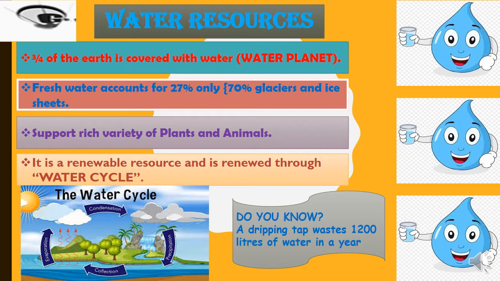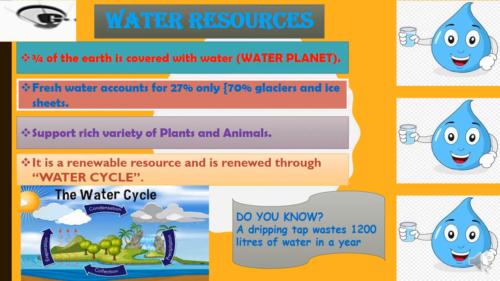Water is available on the surface in the form of rivers, oceans, and lakes. The main source of water on the earth is rain. Do you know how the rain occurs? It is a part of the natural process called the water cycle.